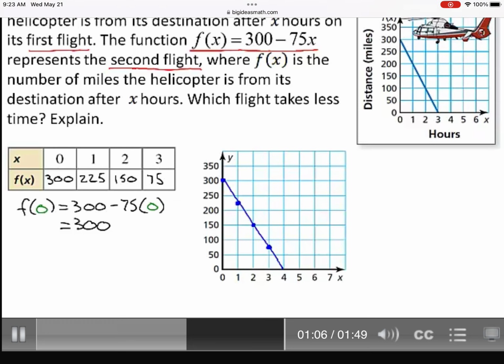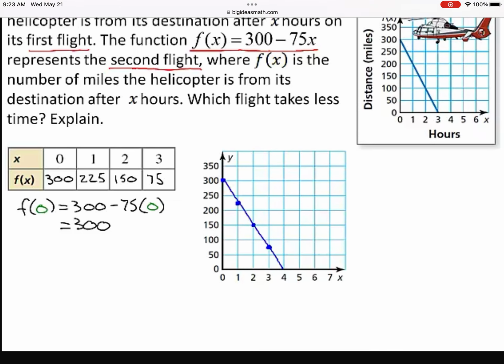From the graph of the first flight, you can see that when f of x equals 0, x equals 3. And from the graph of the second flight, you can see that when f of x equals 0, x is greater than 3. So the first flight takes less time.